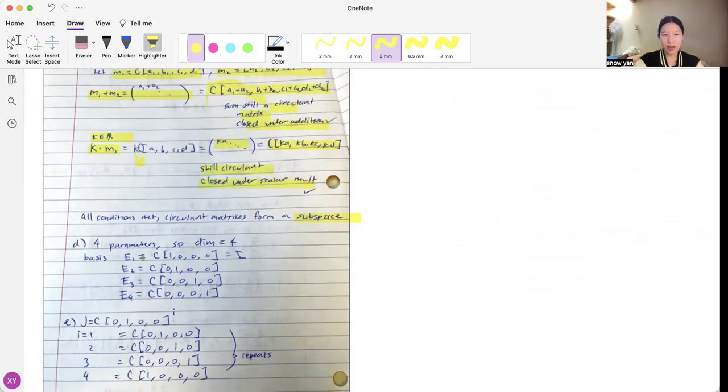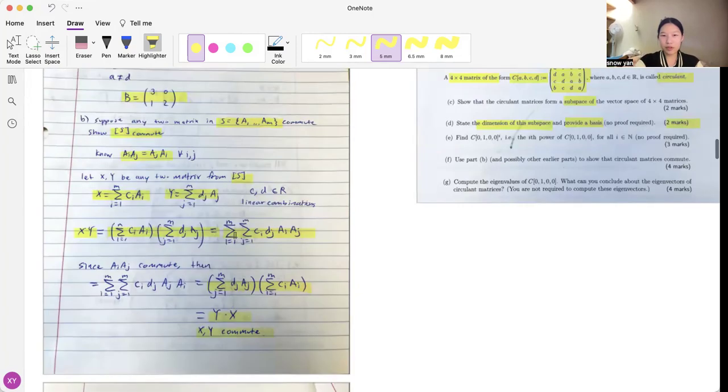So we know that on the diagonals it works out. The circular matrix has A, B, C, D, 4 parameters. Great, it's already set up in this form. We just have our first basis, second basis, third basis, fourth basis. Very straightforward. And because we have 4 bases, our dimension is 4. This is like an easy point gainer.